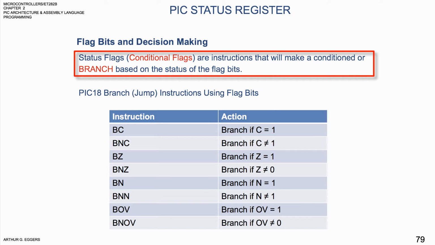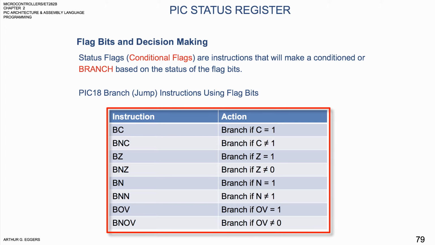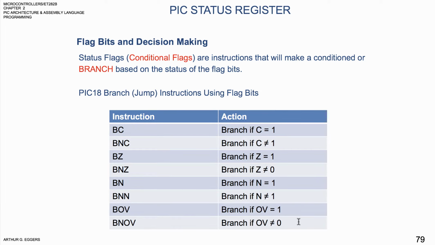Okay, we've got a little table here that provides a list of those, showing the action taken by an instruction. So these are some instructions that we will encounter as we move through the course. You can see that in each case we have a branch if a carry is set, if a Z is set, an N or an OV. Okay, so keep these in mind. We're going to see these conditional branches come up.